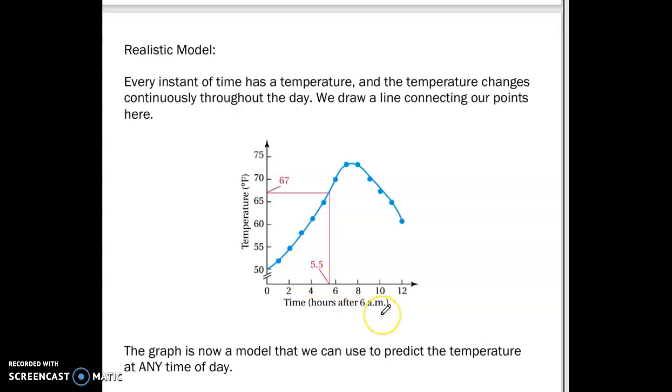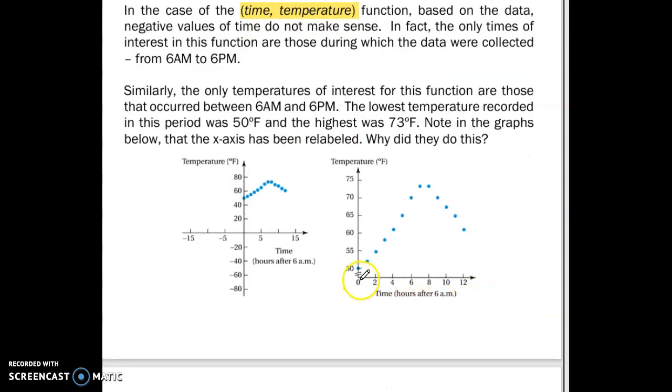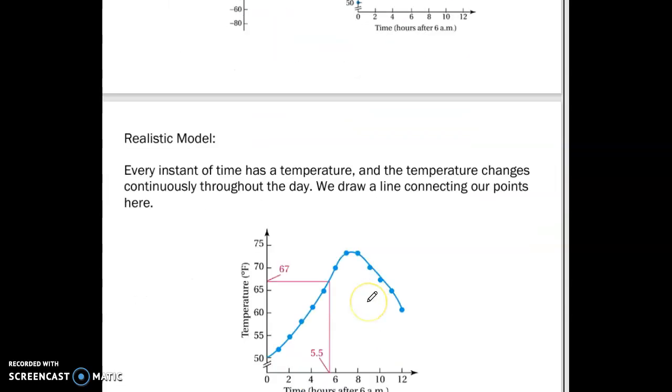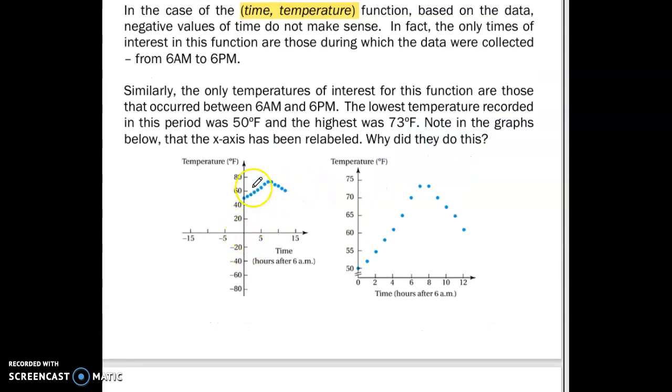And then you identify, when we looked at this table, we said, okay, the time goes from 6 a.m. to 6 p.m., or you could say 0 to 12 hours since 6 a.m. And the temperature goes from 50 to 73. So you'll see that the graph here doesn't start at 0, it starts at 50, going 50 to 75, because that's my region of interest. If I started at 0, it zooms out so much that it's harder for me to read. So you want to zoom into your region of interest to make the graph easier to read.